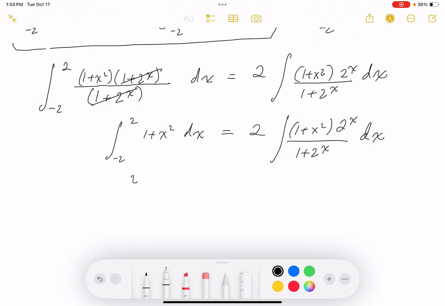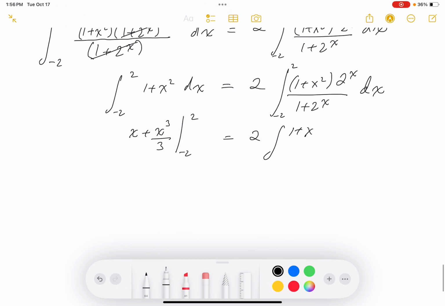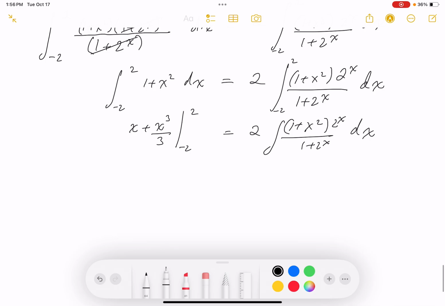So what do you have there? You get x plus x cubed over 3, limits of integration from minus 2 to 2. This equals 2 times the integral of (1 plus x squared)(2 to the x)/(1 plus 2 to the x) dx. I forgot to write this down, I'm sorry. Let me see if I did that above. No, I got it all written down there. Is this ever going to end, by the way? I'm still kind of wondering about it. And let's just do the arithmetic over there, on the side, because I want to keep writing this thing over again.